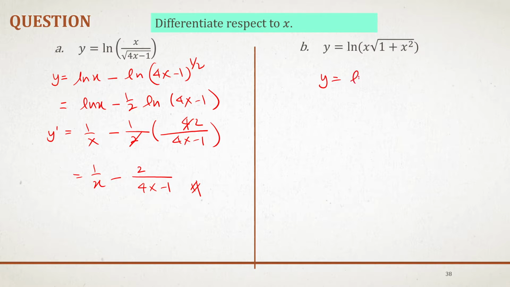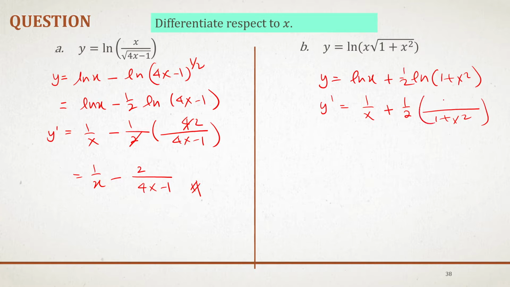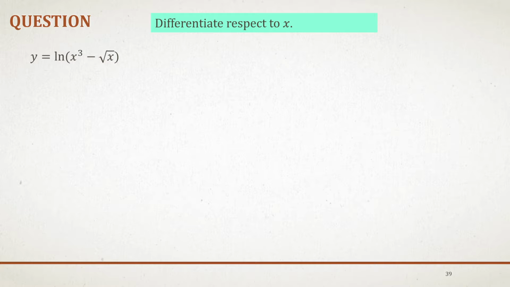For this one, it's almost the same as the left hand side. So my y is ln x plus ln of half, 1 plus x squared. So differentiate, y prime is 1 over x plus 1 over 2 times (1 plus x squared), then times 2x. So finally it is 1 over x plus x over (1 plus x squared). Okay, settled.